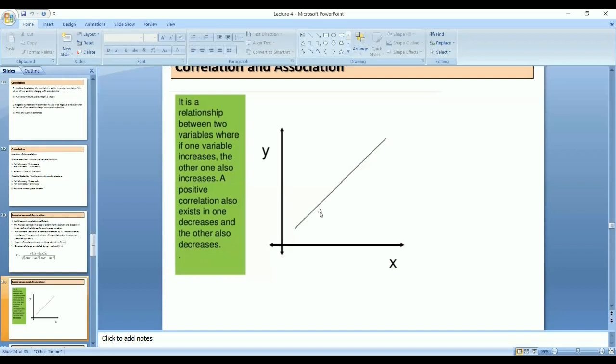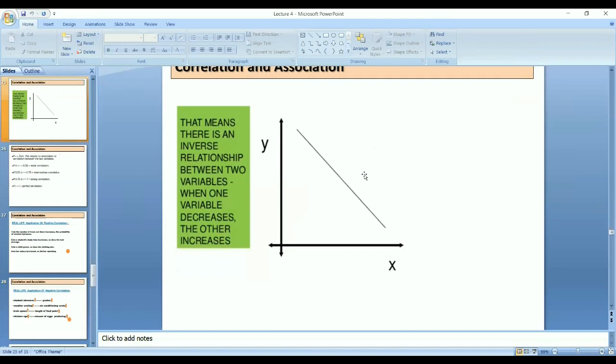It is a relationship between two variables, where if one variable increases, the other one also increases. A positive correlation also exists when one decreases and the other also decreases. If both the values are decreasing, there is positive correlation. If both the values are increasing, there is also positive correlation. So the graph can look like this.